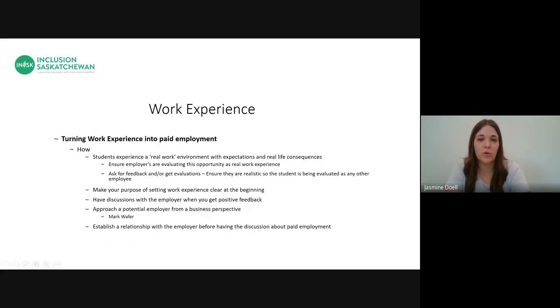A lot of employers will say they are evaluating the students the same as they would any other employee until they're asked to hire that employee, and then they change the review. It's so important to stress that the student needs to be evaluated as an employee of theirs so the student can work on increasing their skills and abilities and be ready for employment.